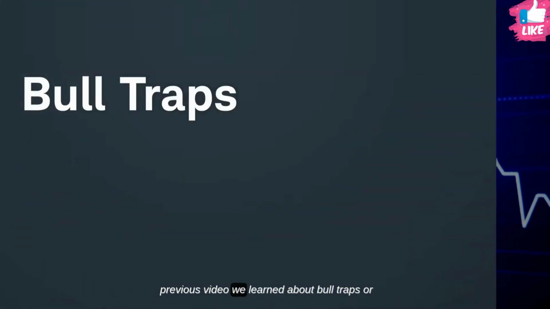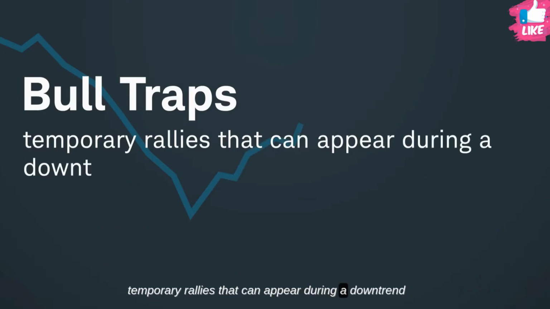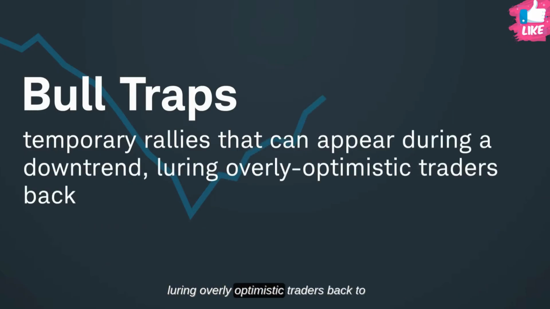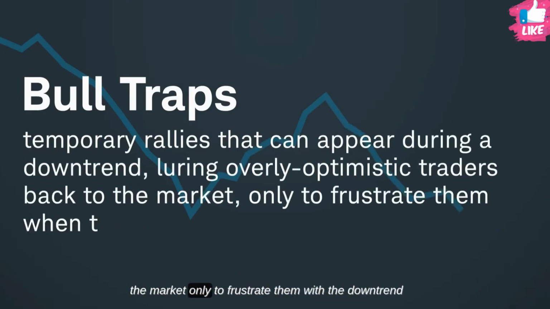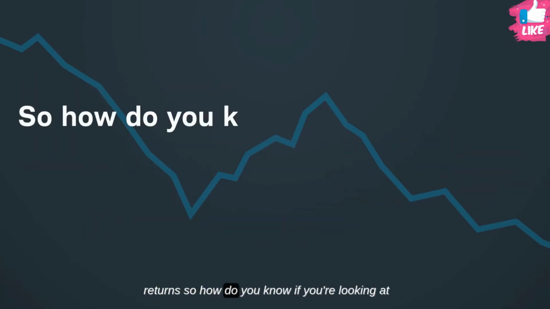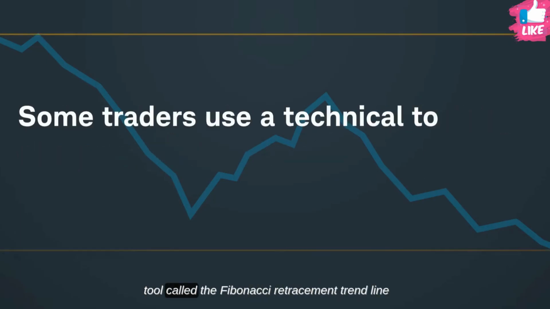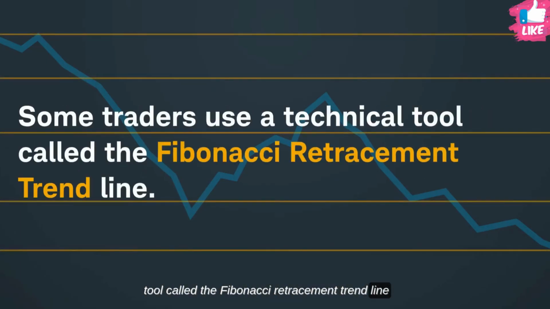In the previous video, we learned about bull traps, or temporary rallies that can appear during a downtrend, luring overly optimistic traders back to the market, only to frustrate them when the downtrend returns. So how do you know if you're looking at a potential bull trap? Some traders use a technical tool called the Fibonacci Retracement trend line.